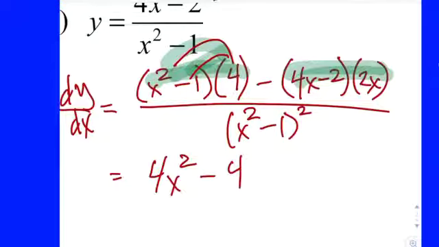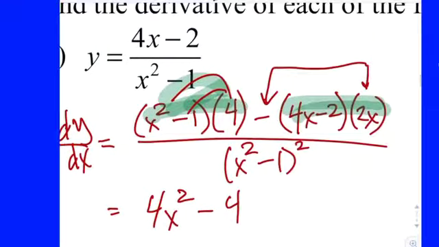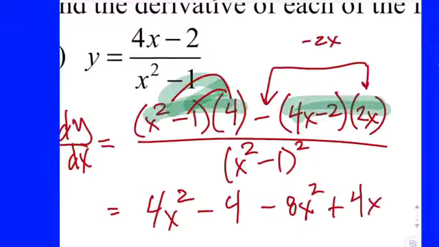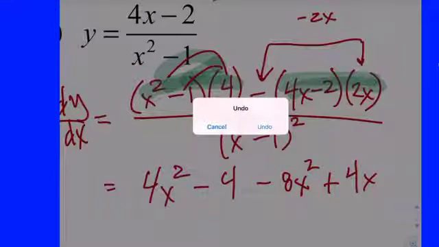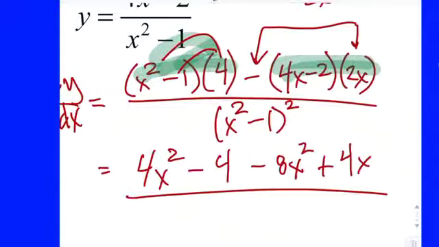4x squared minus 4. And here's the most common error on the quotient rule. It is not in generating the derivative. It is in the fact that when we expand it out, we're distributing a negative from one side and a 2x, in this case, from the other side. So if you want to come up here and just write negative 2x, that's what we're distributing. We're distributing a negative 2x. So that becomes a negative 8x squared and a positive 4x. Okay, that can be tricky when you're distributing two things in at the same time from both sides. And all of that is over this.